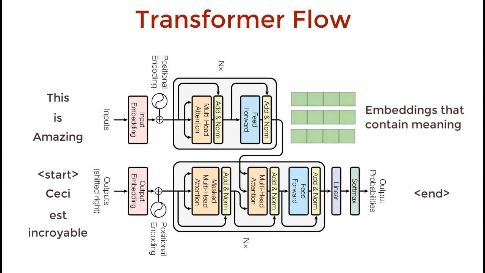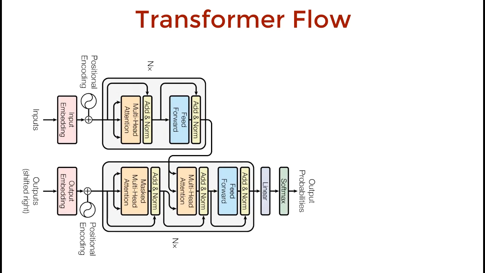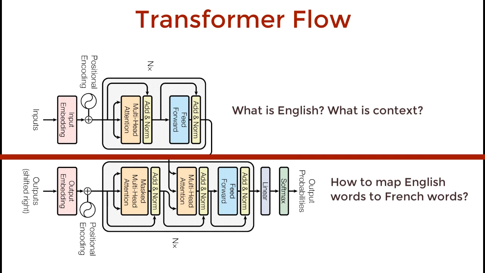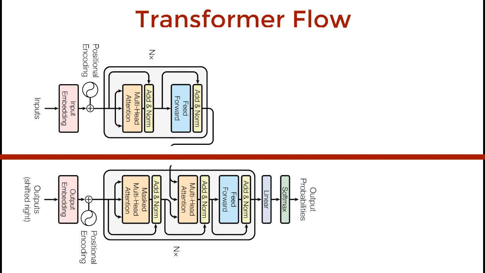What makes this conceptually so much more appealing than some LSTM cell is that we can physically see a separation in tasks. The encoder learns what is English, what is grammar, and more importantly, what is context. The decoder learns how do English words relate to French words. Both of these, even separately, have some underlying understanding of language. And it's because of this understanding that we can pick apart this architecture and build systems that understand language.